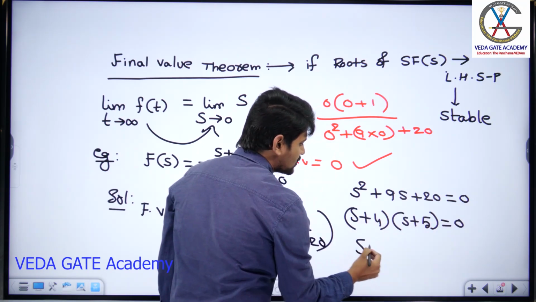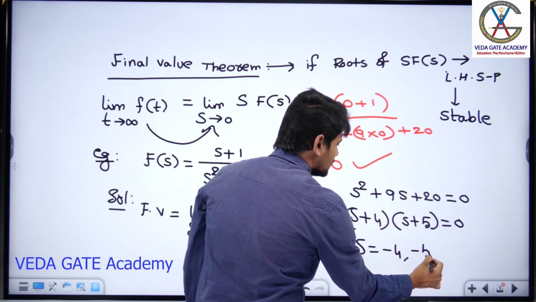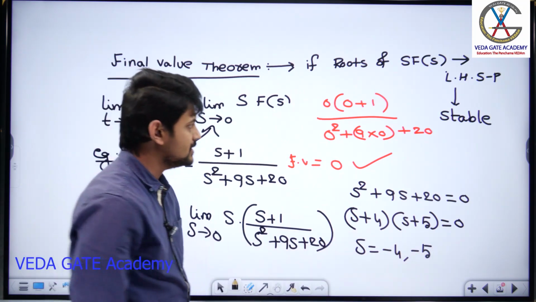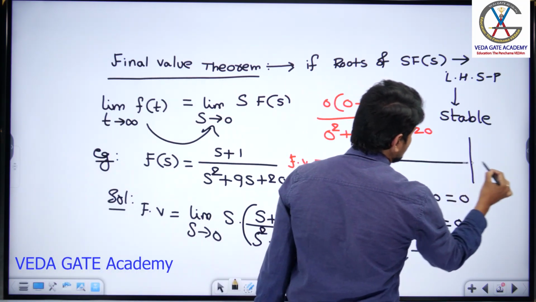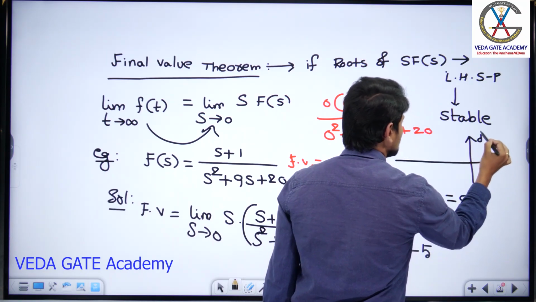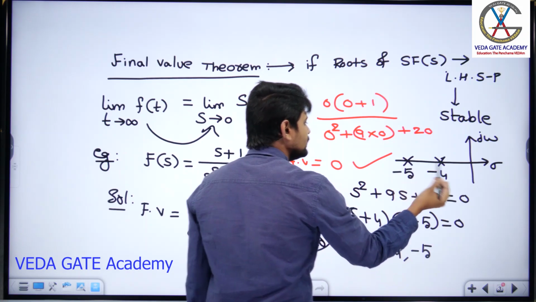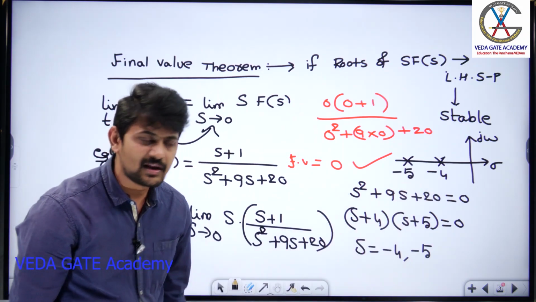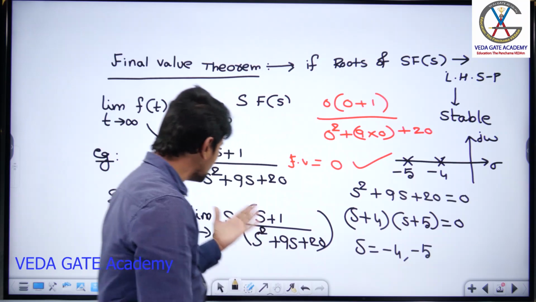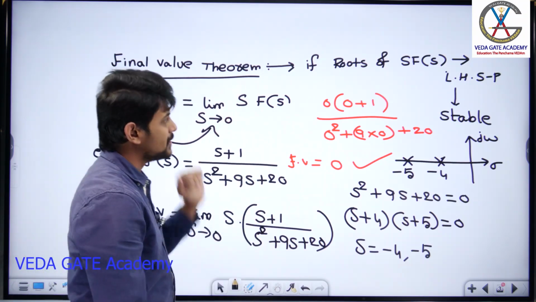So from here, what are the roots you are getting, guys? -4, -5. These are the system frequencies we got. Now if you locate these roots in the s plane, this is my real axis and imaginary axis. One root lies at -4, another pole lies at -5. Do both these roots lie in the left hand side of the s plane or the right hand side? Left hand side. For this one I can apply this formula.